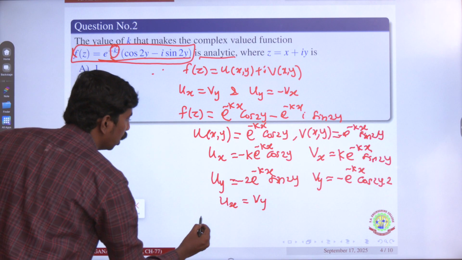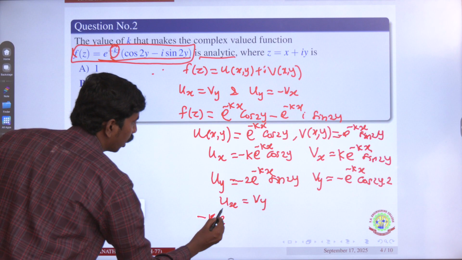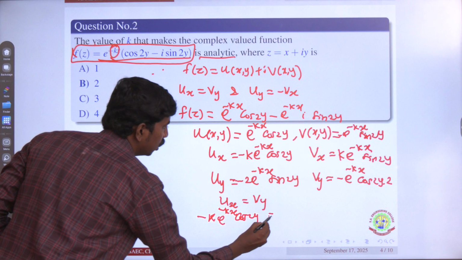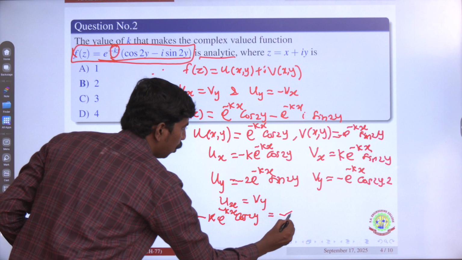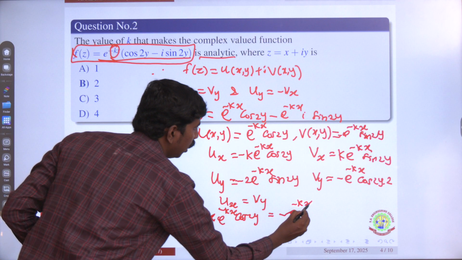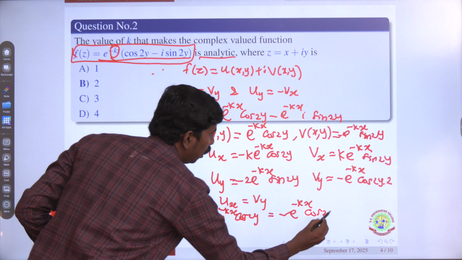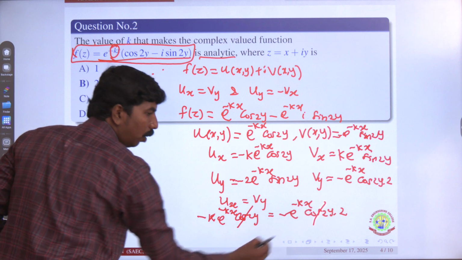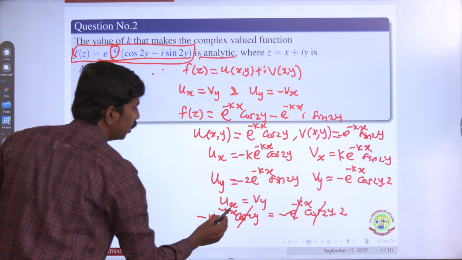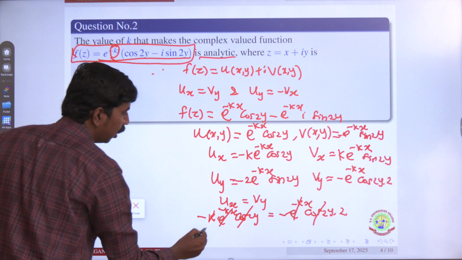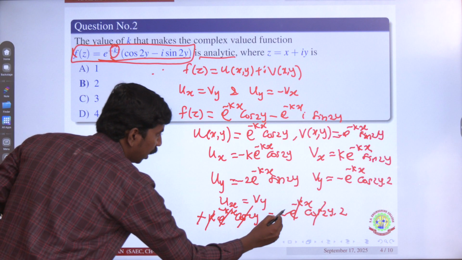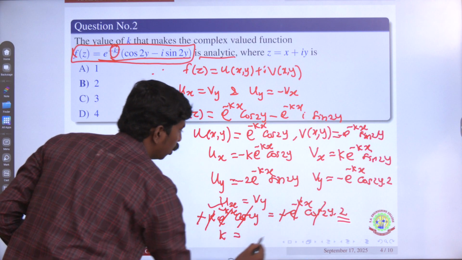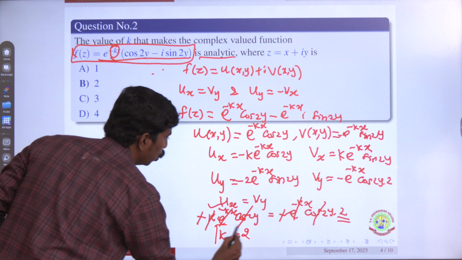So I equate both. What is Ux? Minus k e power minus kx then cos 2y. And similarly what is Vy? Minus e power minus kx then cos 2y into 2. So on both sides cos 2y will get cancelled, e power minus kx will cancel, and minus and minus will cancel. So k as it is will be here, and here the constant only remaining. So k equal to 2.